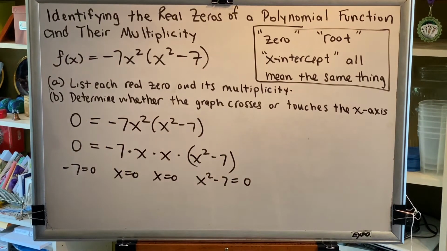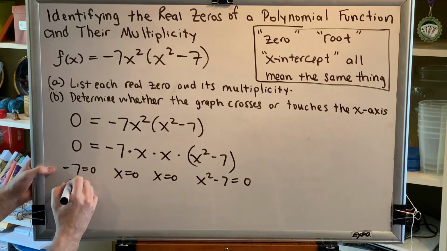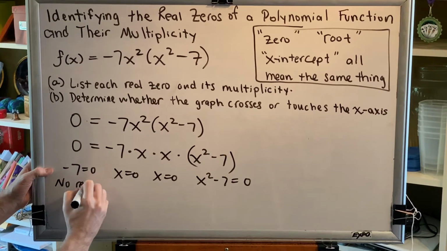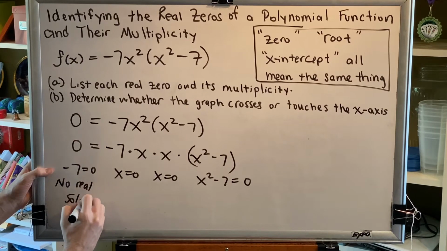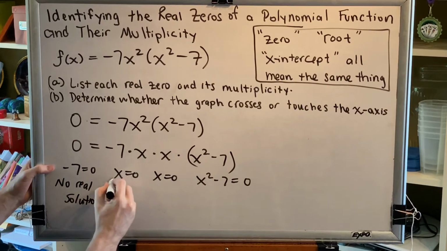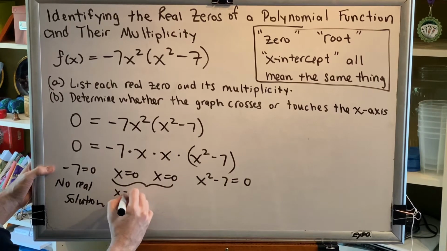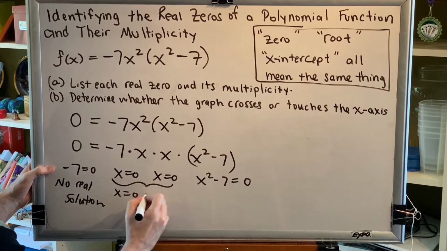We need to solve each one. This is a false statement, a contradiction, with no real solution. 0 is a real number, so we get x equals 0 with a multiplicity of 2.